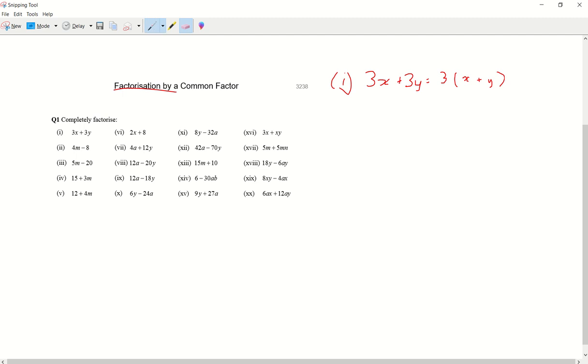Let's do one of the trickier ones. Here we go. Let's do this one together. We've got 42a minus 70y. Now, equals. We have to find the highest common factor, so the highest number that goes into 42 and 70. Might be a little bit tricky.